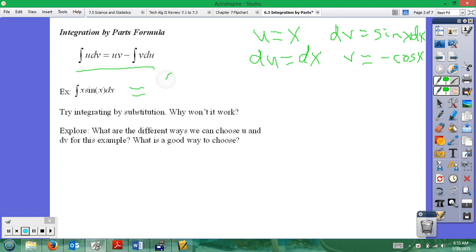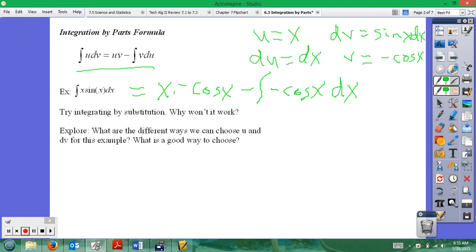Looking to the right there, I'm going to turn it into u times v, so that's x times negative cosine x, minus the integral of v du. So v is negative cosine x, and then du is dx. Well, look what we did. We turned it into a really simple integral.